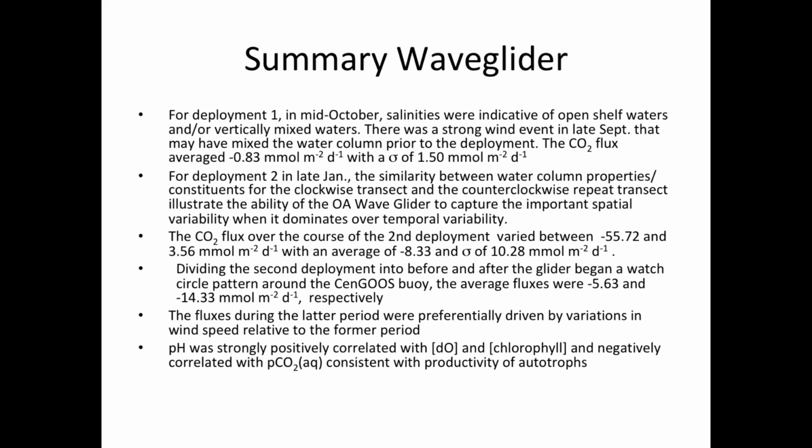Over the course of the second deployment, the fluxes varied from minus 55, almost minus 56, to plus 3.56 millimoles per square meter per day, with the average of minus 8.33. The fluxes during the period when the wave glider is going around the buoy were preferentially driven by variations in wind speed rather than other properties.